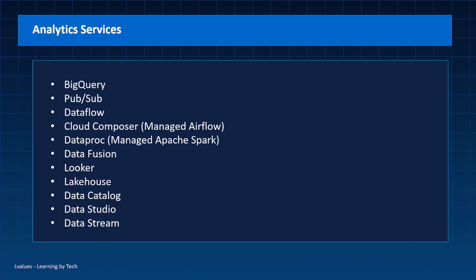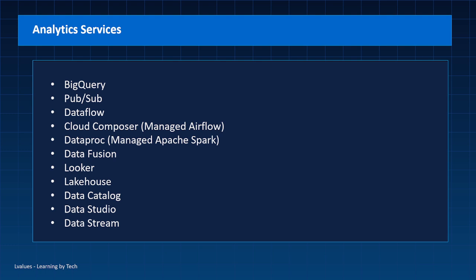Then comes Pub/Sub, a messaging service. So how can one service send a message to another service, so that based on the message, that service can take action.